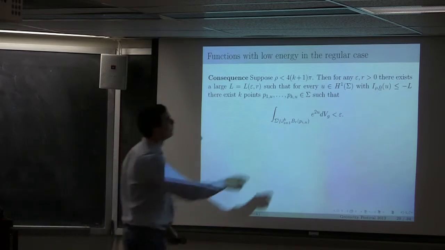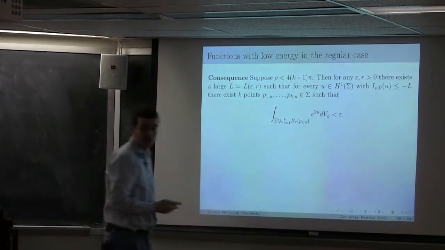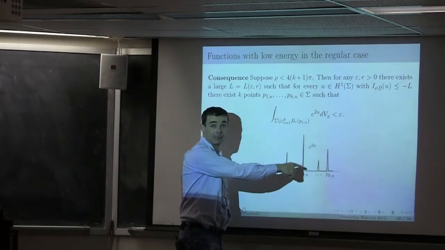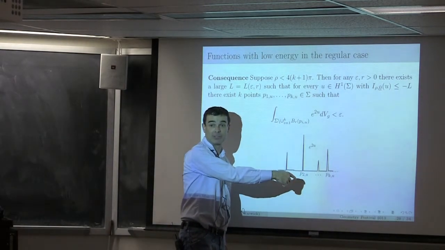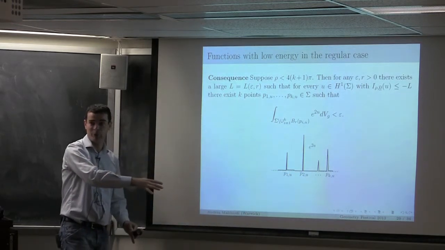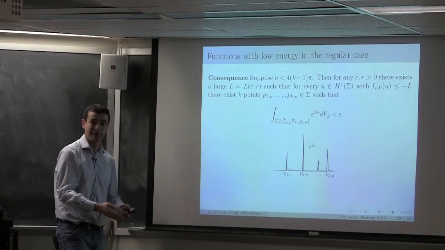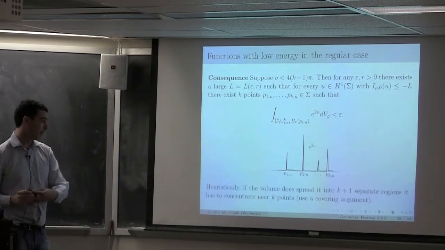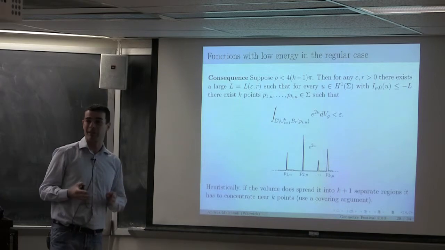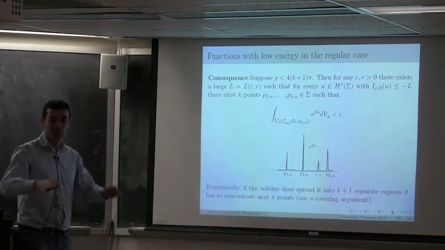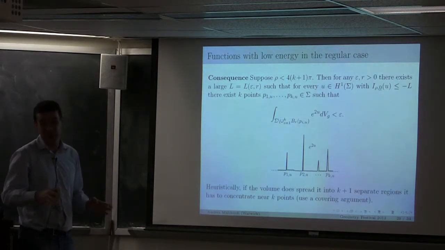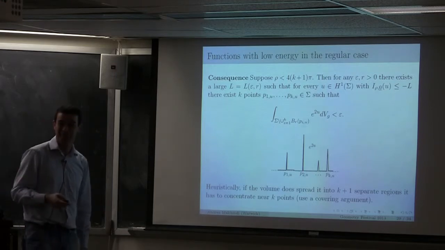So this means that if rho is less than this number here, 4 times k plus 1 times pi, and if the energy is sufficiently low, then the conformal volume has to concentrate near at most k points of the surface. It will look like a sum of Dirac deltas from the point of view of measures, say, in the distributional sense. Using a covering argument, this is easy to explain heuristically. If the volume cannot be spread into k plus 1 regions, then it should be concentrated near at most k regions. I hope this sounds reasonable.